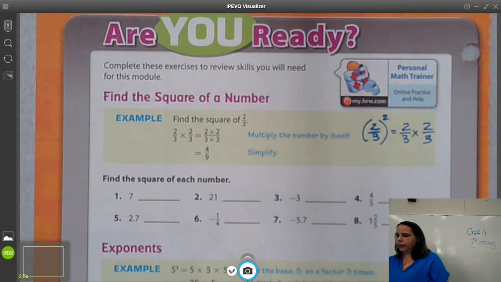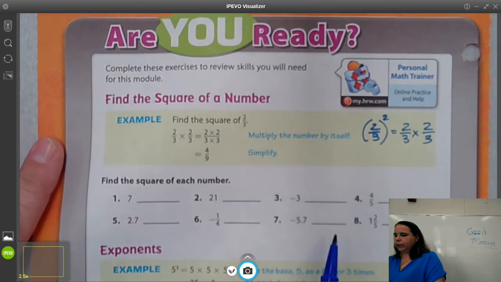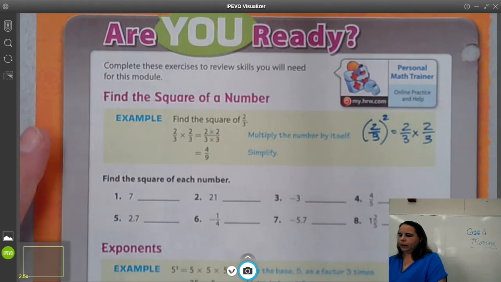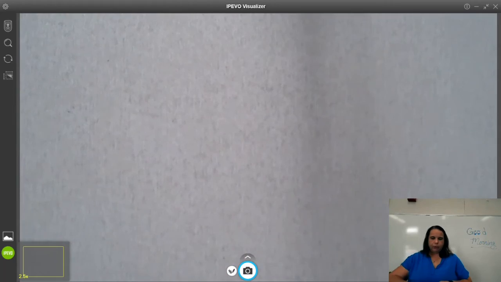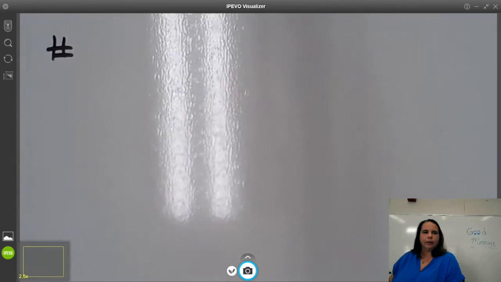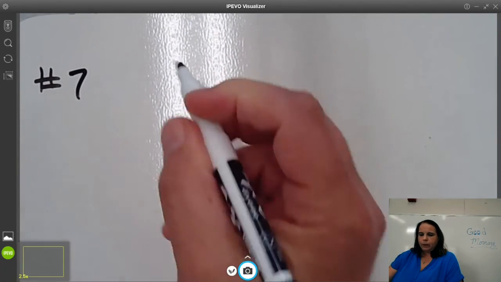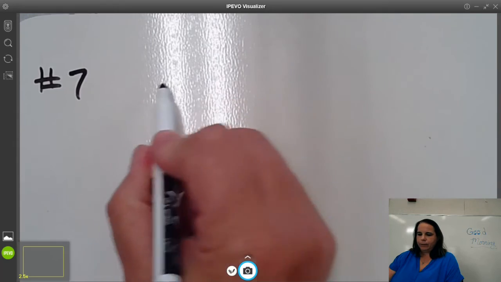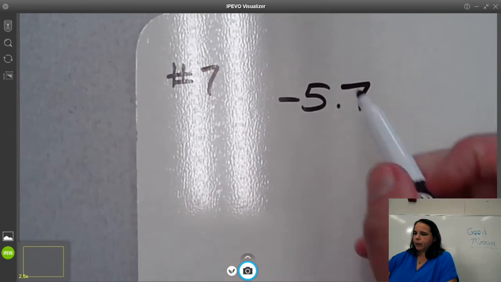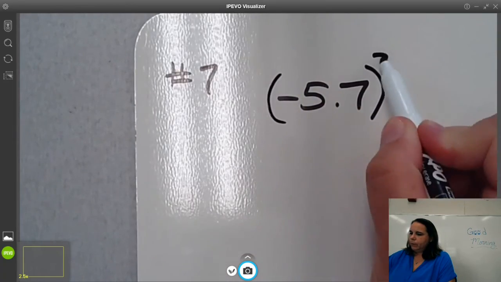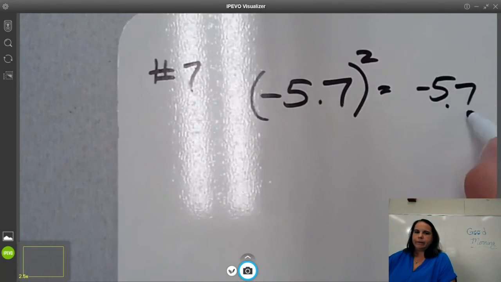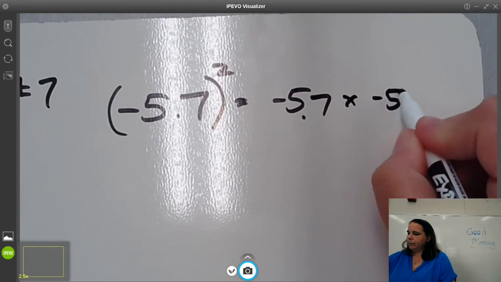So let's do a couple examples really quickly here. I think the hardest ones are probably 7 and 8, so let's look at those and make sure you guys are on the right track. Number 7, you're going to find the square of negative 5.7. So you're going to square this number, right? That means a little exponent, and you're going to take this number times itself. So negative 5.7 times negative 5.7.